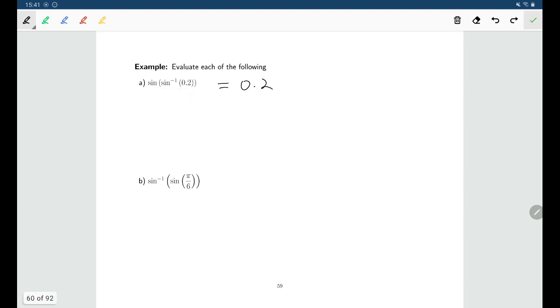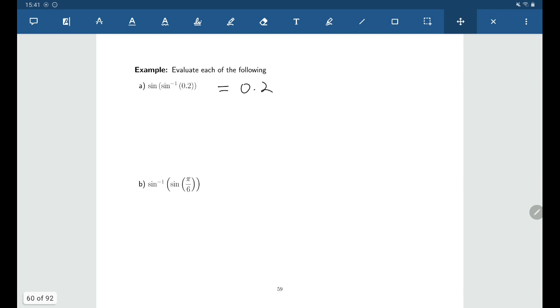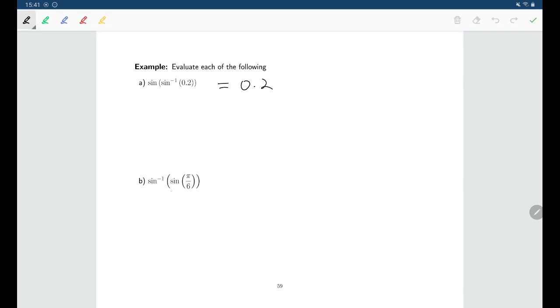Same thing with the next one. Sine of π/6 is on the inside. And I know if I did sine of π/6, that would give me, again, 1/2. That would be the ratio of opposite to hypotenuse. But then when I apply sine inverse of that, sine inverse of 1/2, that'll give me my original angle back again. So since π/6 was in that domain of sine, then sine inverse of sine, they cancel each other out, and I'm left with just π/6.